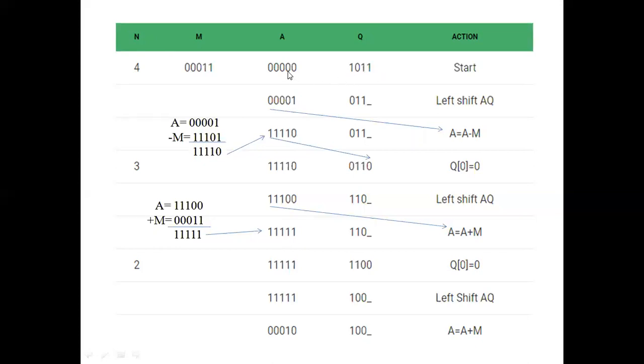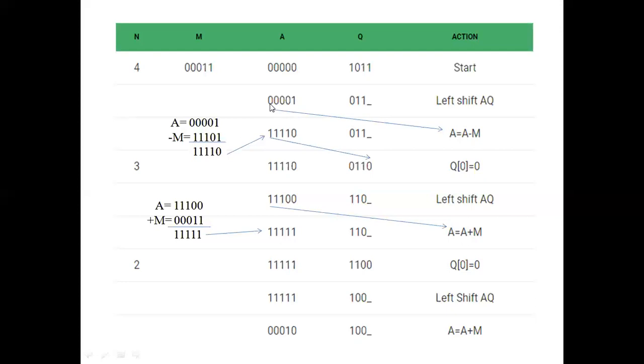In the second step, we shift left. So the 0s shift into A, and the leading 1 of Q moves into A. So A is 0, 0, 0, 0, 1, and Q holds the bits 0, 1, 1. The freed bit Q0 is initially empty.